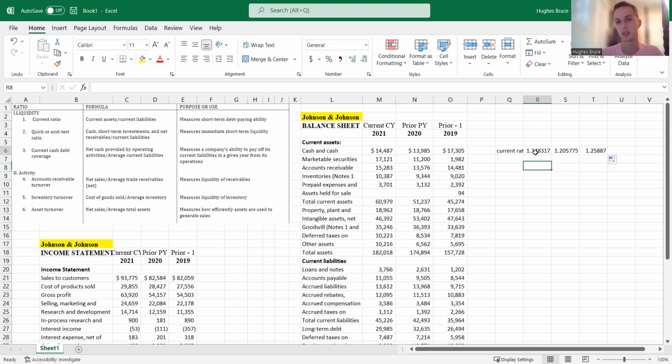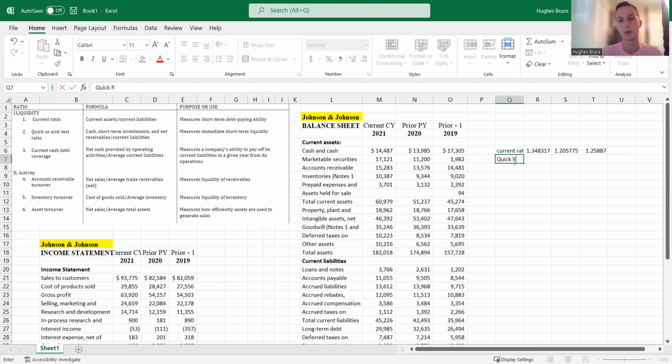So with Johnson & Johnson, you can see they're pretty well over 1. So that's good. And generally you don't want it too high above 1 either, because then you're kind of using too many current assets, and you could make the argument that that money would be better spent on long-term assets like property, plant, and equipment and other things rather than sitting in the current assets for that long. Okay, so that's the current ratio.